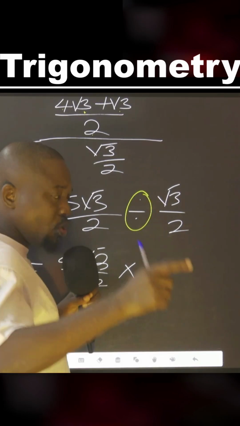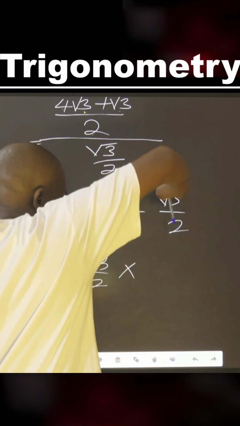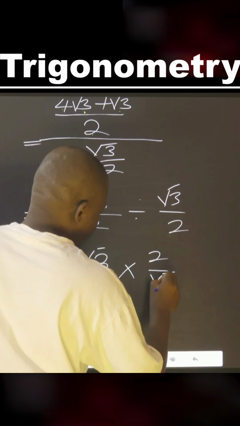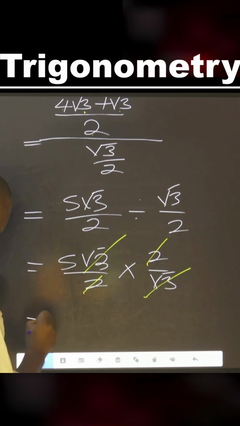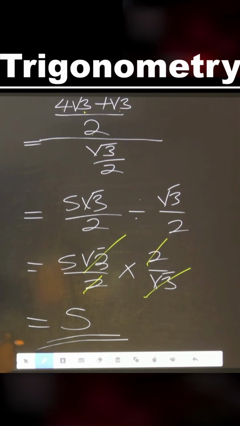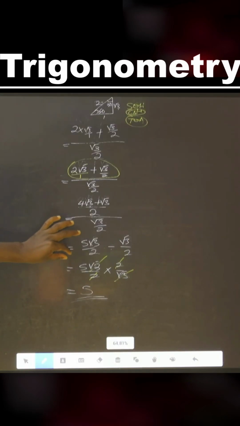So now 5 square root of 3 over 2, we multiply. I'm changing this to multiply. Then we turn this upside down because of this action. This and this will cancel. This and this will cancel. The final answer is 5. So 5 is our answer for this question.